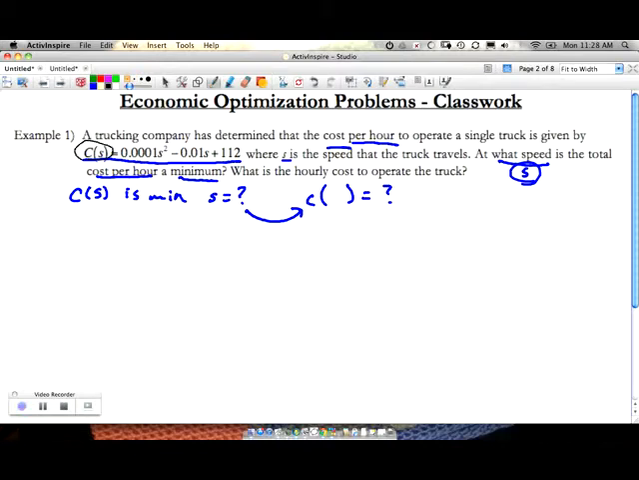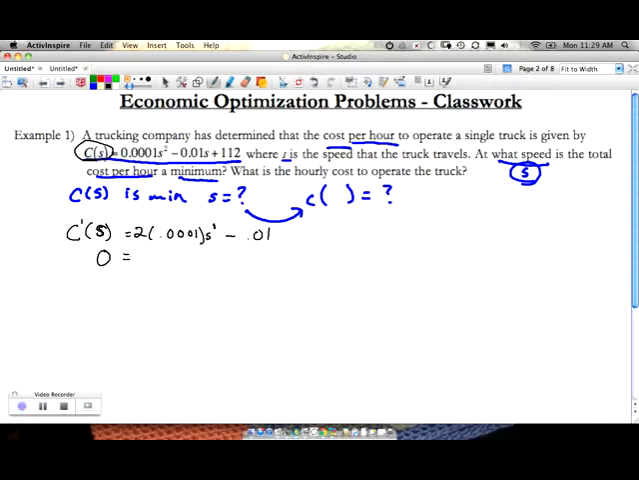So the first thing that I'm looking at is I see C of S here, and we need to take the derivative. So I look at it, and we have C prime of S. That means we're going to drop this 2. We have 0.0001, and then we got S to the first power. Minus 0.01, the S disappears. Then that constant 112 goes away. So this isn't really that hard to do by hand. Even though the decimals are there, it's really not as hard as you would think. So C prime of S equals this.